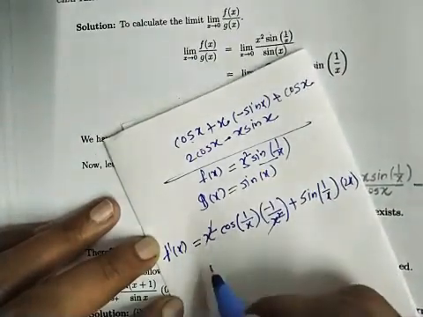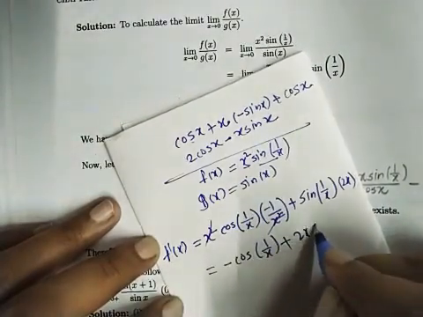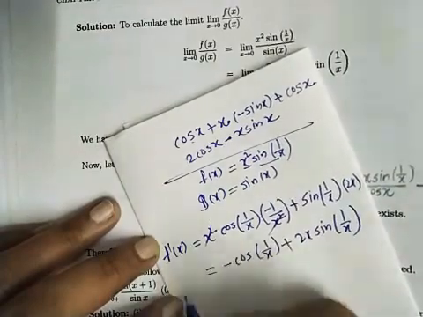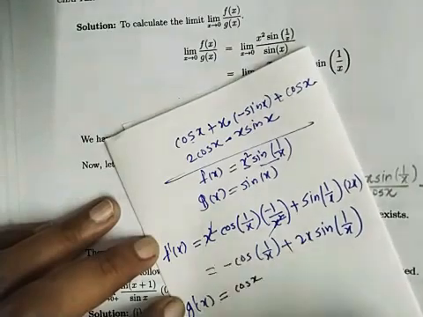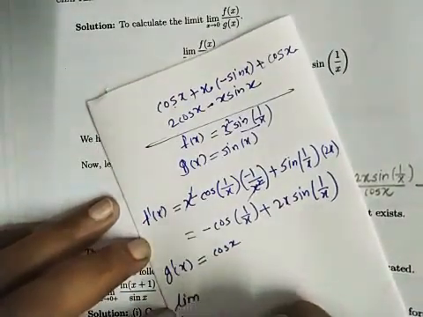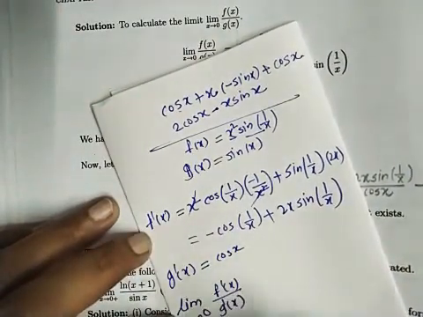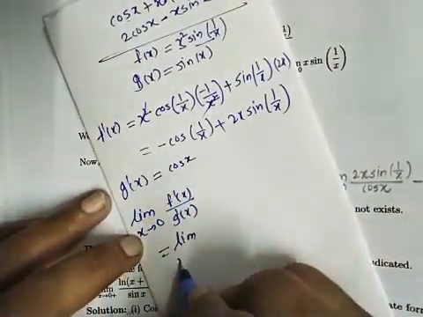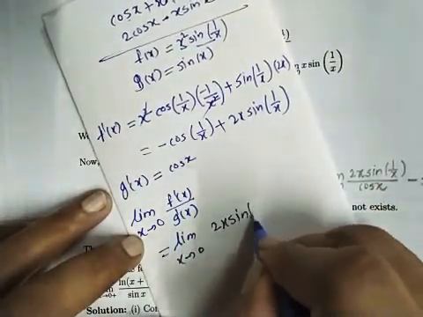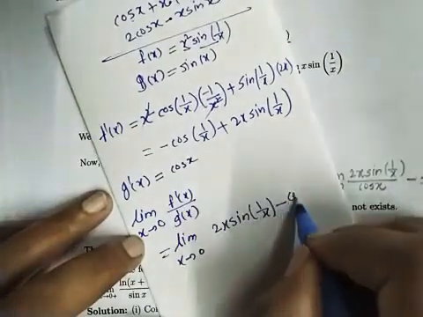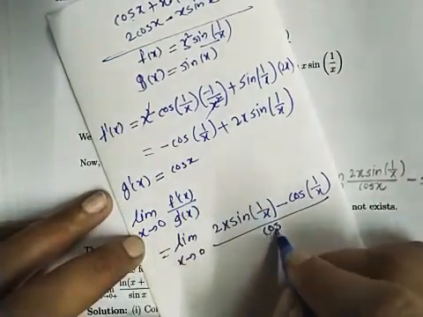So here x square will get cancelled. What we get? Minus cos 1 upon x plus 2x sin 1 upon x, that is f dash of x. And what is g dash of x? g(x) is sin x, so g dash of x will be cos x. Therefore, limit x tends to 0, f dash of x upon g dash of x is equal to limit x tends to 0, 2x sin 1 upon x minus cos 1 upon x upon g dash of x, which is cos x.